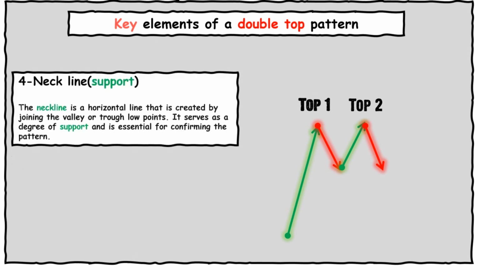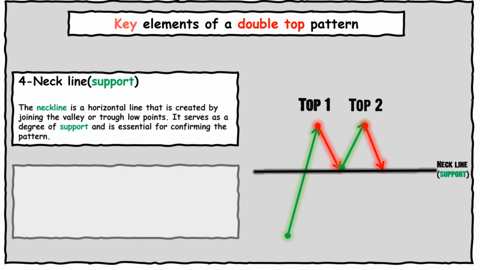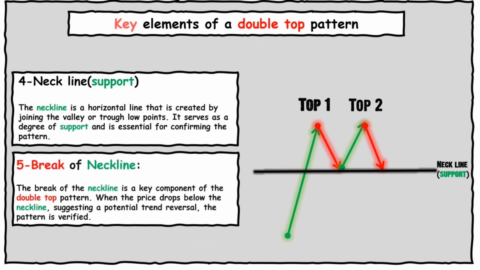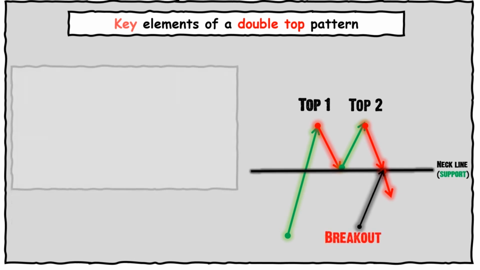4. Neckline. Support. The neckline is a horizontal line that is created by joining the valley or trough low points. It serves as a degree of support and is essential for confirming the pattern. 5. Break of neckline. The break of the neckline is a key component of the double top pattern. When the price drops below the neckline, suggesting a potential trend reversal, the pattern is verified.